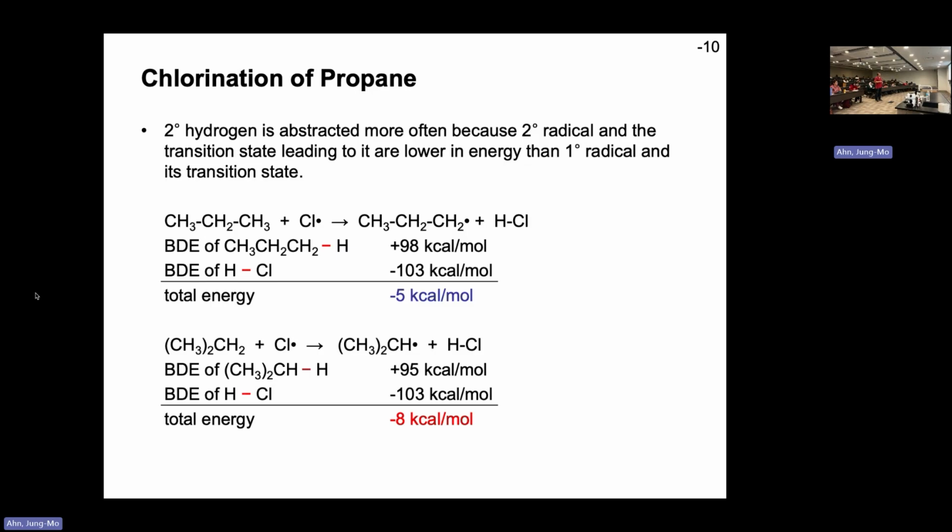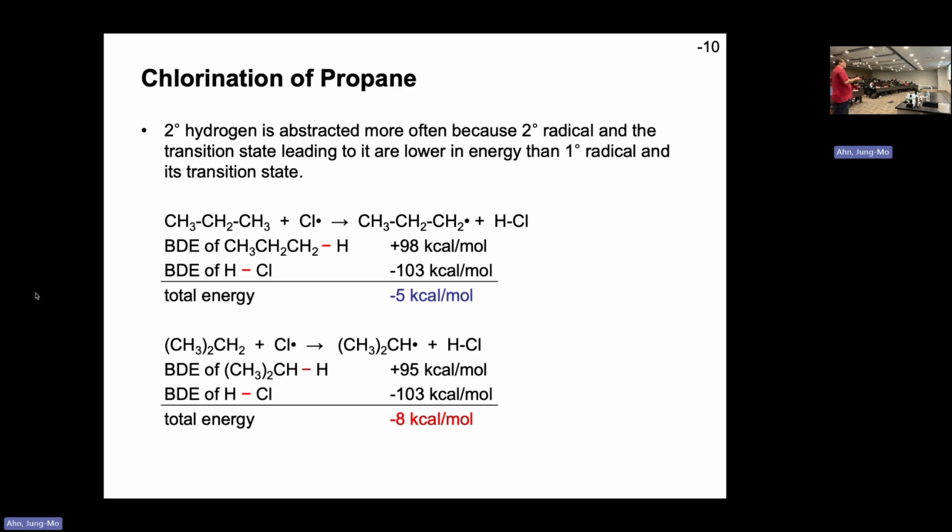You have to break this carbon-hydrogen bond here for the propane. Then you form this radical. So that takes about 98 kilocalories. Chlorine radicals already came as radicals, so you don't have to break them up. So there is nothing you need to do for that. And on the product side, this is a radical, so you don't have to do anything.